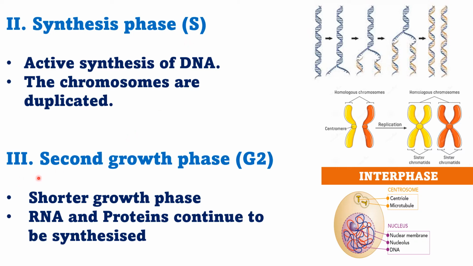Then the third phase of interphase, that is the second growth phase, the G2 phase. G2 phase is the shorter growth phase compared to the other two phases of interphase. Here RNA and proteins continue to be synthesized. These are the main changes that occur in the second growth phase.